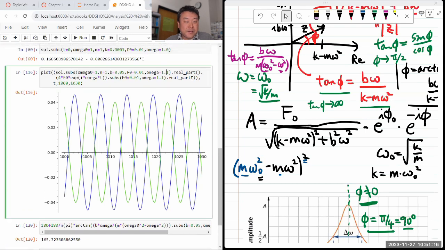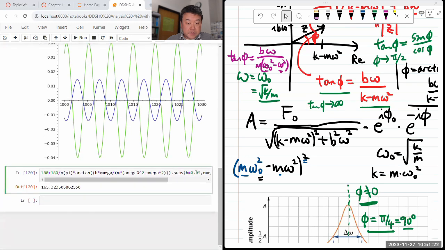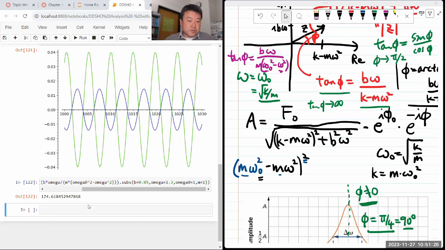That's at 1.1. Now, if you're a little bit farther away, then it should be close to 180 degrees. So a little bit farther away at 1.3, pretty close to 180 degrees. That 5-degree difference you probably can't visually see, but that makes sense to me.